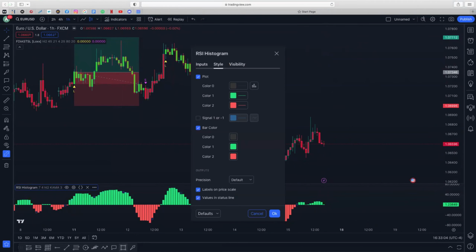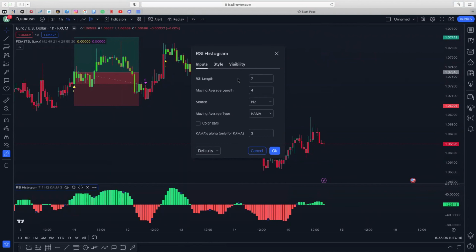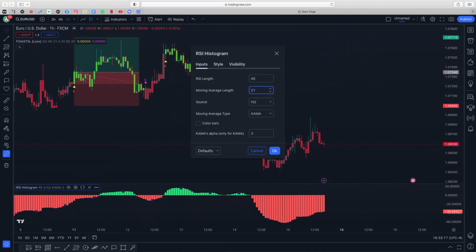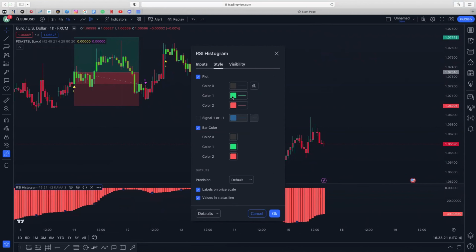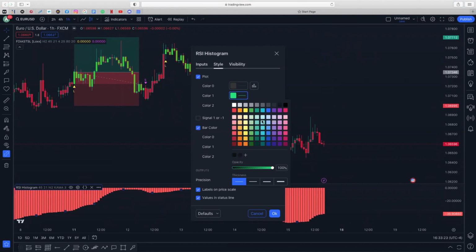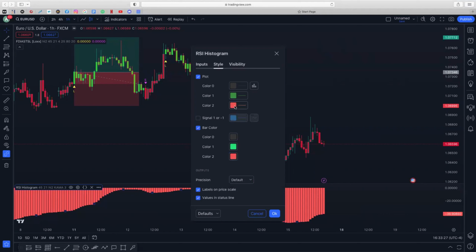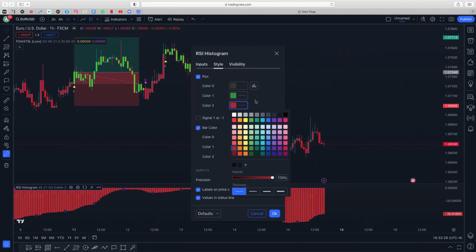Right click here and click on settings. Then over here, we go to input. Change the RSI length to 45. Change the moving average length to 21. And that's it. Now go over to style, change this color. You can change the color to whatever you like. I'll just take a dimmer green here, and a dimmer red.